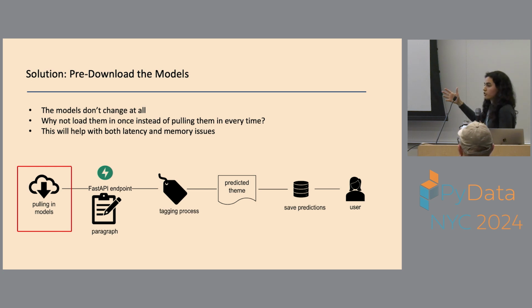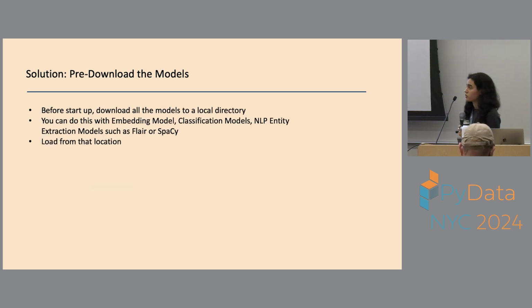And so here's a solution that maybe you can take to your everyday work, or if you have a similar situation. Before the start of your application, you can download these models to a local temp directory. You can do this for sentence embeddings. You can do this for any classification model that you have, or any NLP entity extraction, such as Spacy. You can download it to a local directory, and then you can load from there and share.